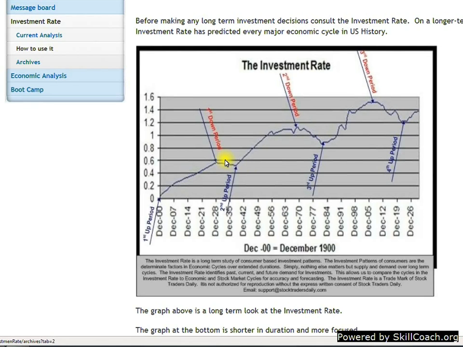We all know what happened during the Great Depression. We all know what happened during stagflation, and we are living with those same exact risks today.